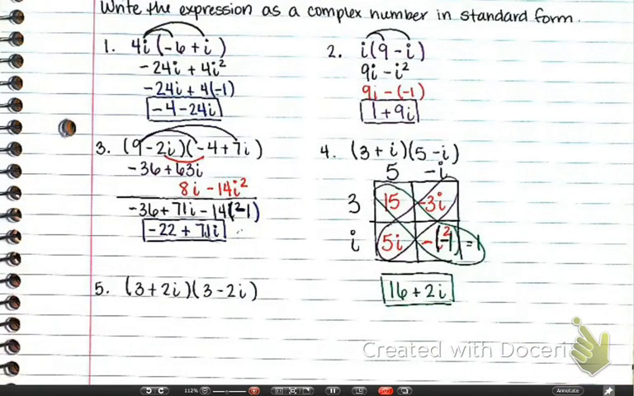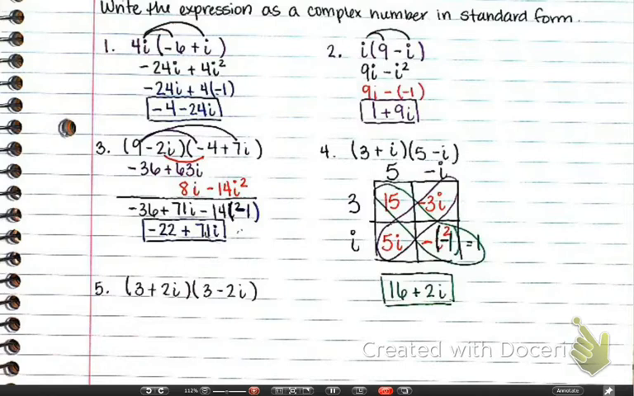Okay, you try this one. Did anyone notice anything about this problem? You can use a trick. Did anyone else notice that this one was special? And if you didn't, that's okay. You use box or distribution. Remember, what is it called for this particular one? What makes it special? Difference of squares.